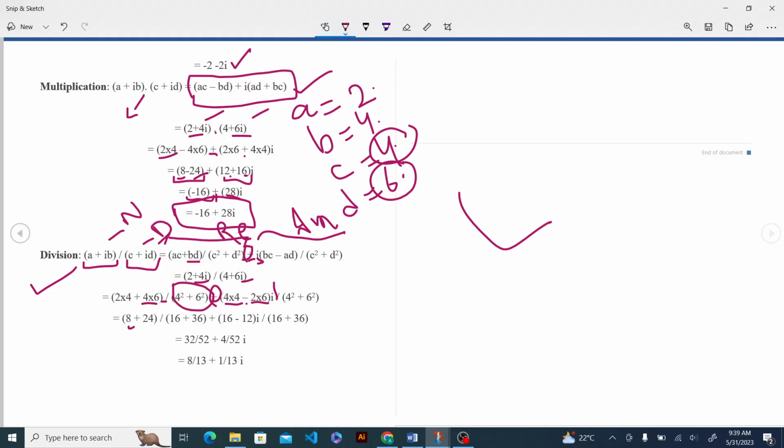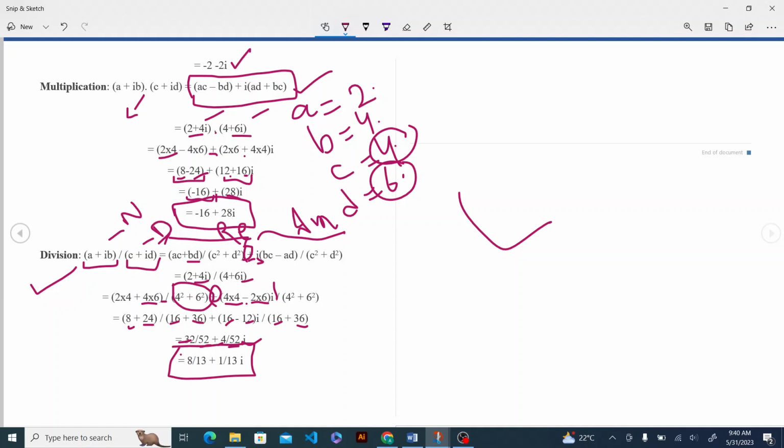2 into 4 is 8, 4 6s are 24, 4 4s are 16, 6 6s are 36. Plus sign. 4 4s are 16, 2 6s are 12, 4 4s are 16, and 6 6s are 36. So 24 plus 8 will produce 32. 16 plus 36 will be summed up to 52, and then plus sign, and then 16 minus 12 will produce 4, and then 16 plus 36 obviously 52, and then the iota sign here. Sorry, not here, but here. Okay, so the final answer is this one.